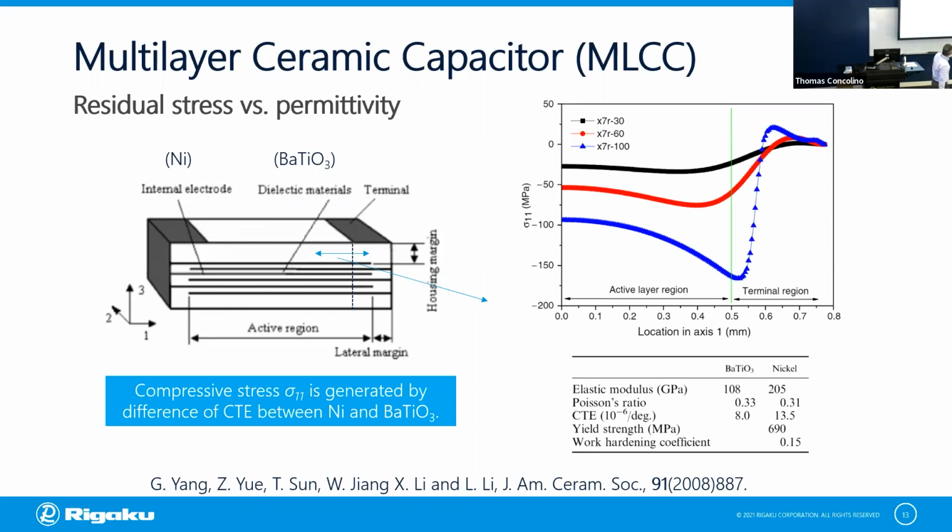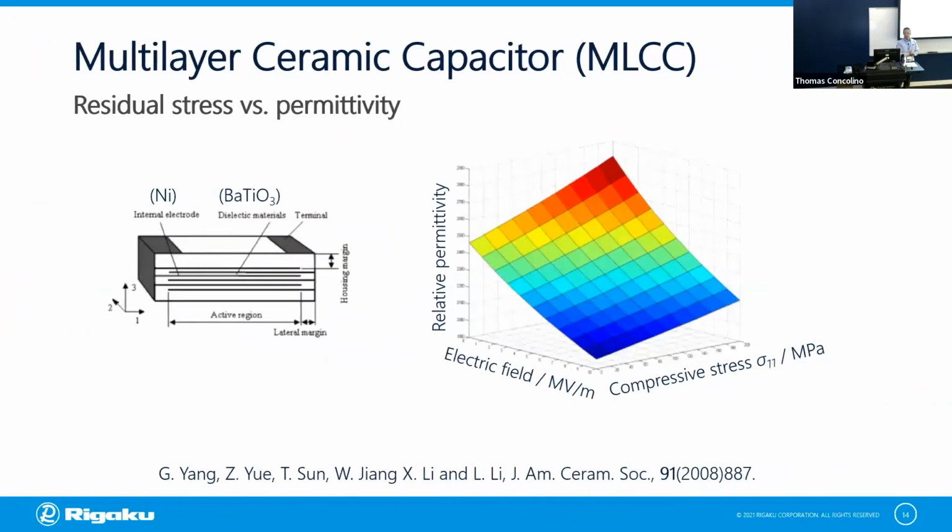Depending on the number of layer stacks, the black ones are 30, the reds are 60, and the blue is 100, and this is the cross section. This is the spatial location across the terminal area. The negative stress means compressive stress is generated on the BTO. And it is known that depending on the compressive stress, towards this direction there is bigger stress here, and this is the electric field, and this is the relative conductivity.